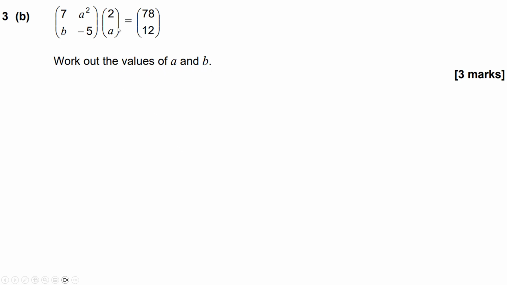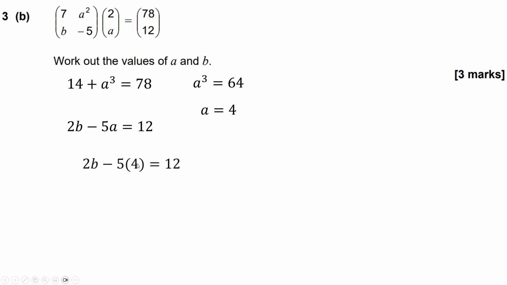Work out the values of a and b. So same thing, matrix multiplication. So 7 times 2 is 14. Add a cubed gives you 78. And then 2b minus 5a gives you 12. Okay, this you can just solve it. So take away 14 on both sides to get a cubed equals 64, so a equals 4. Plug it into there, so 2b minus 20 equals 12, and then add 20 on both sides, so b equals 16.